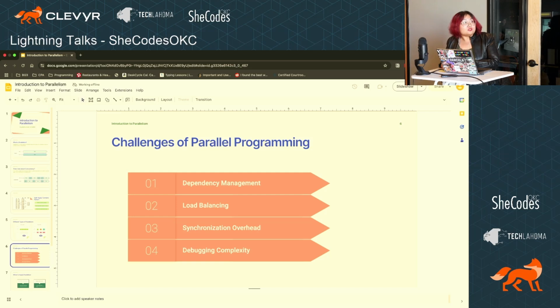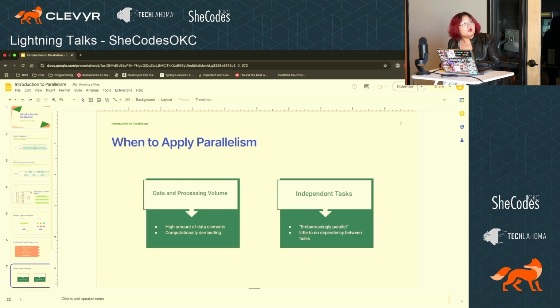So with those four together, when do you actually want to apply parallelism in your code? Generally, there are two signs to look for. One is that there is a huge amount of data. If you just have a couple of lines, don't worry about it. Just do it once, it's fine.